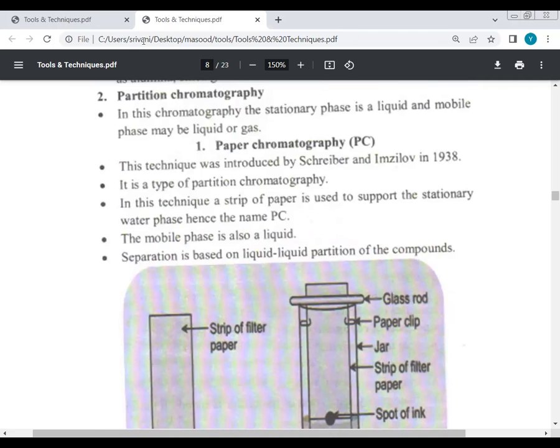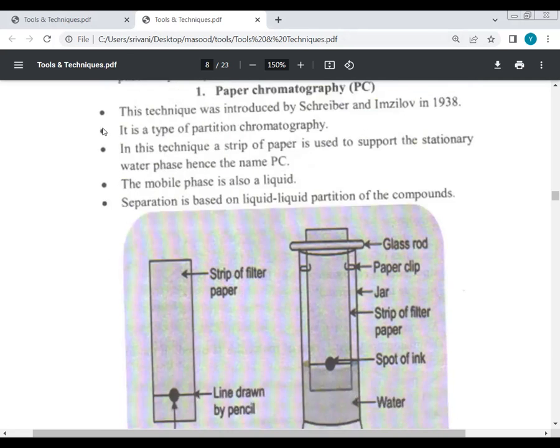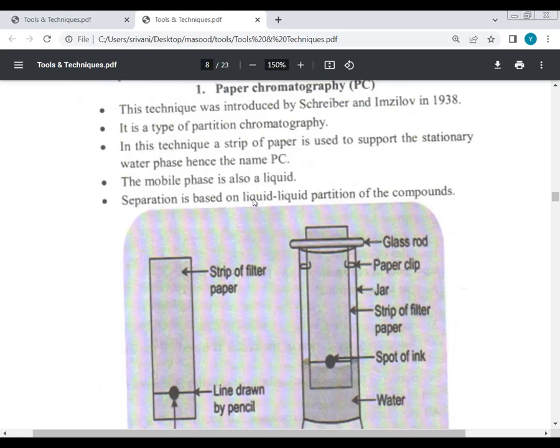Here we are taking tissue paper, okay, which type of paper? Tissue paper we are taking, and it is dipped into different types of substances or solvents, also no problem. In this technique, a strip of paper is used to support the stationary water phase, hence the name PC. The mobile phase is also a liquid. Separation is based on liquid-liquid partition of the compound.